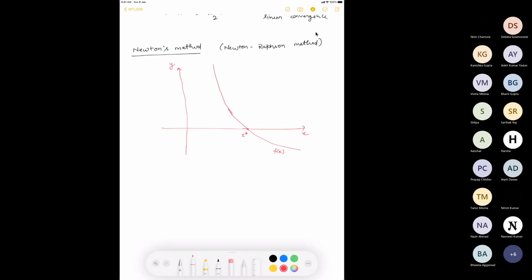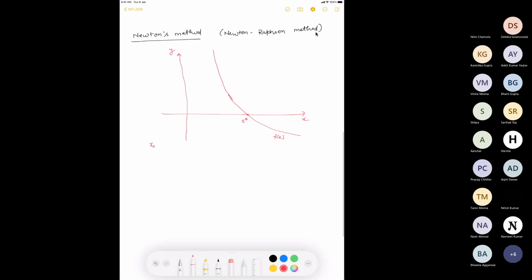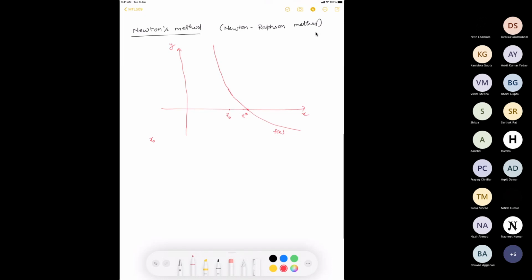This means that I will start with some initial guess. So here my initial guess, I'm going to call it x naught. Okay, and this initial guess I'm going to choose sufficiently close to the x star. Suppose this is my initial guess x naught. Okay, so in this method, what do we do? We consider the approximation of this f(x). So let's consider this point x naught, f at x naught.